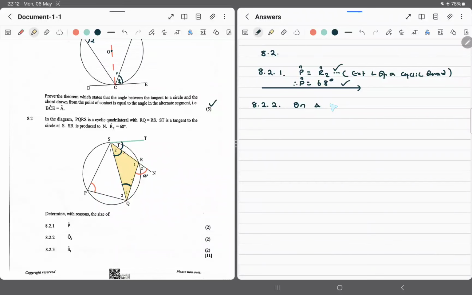We can just easily say in triangle SRQ, what do we see? We can see that angle S2, maybe let's use Q1 since we are interested in Q1, is equal to angle S2. These are angles opposite equal sides.